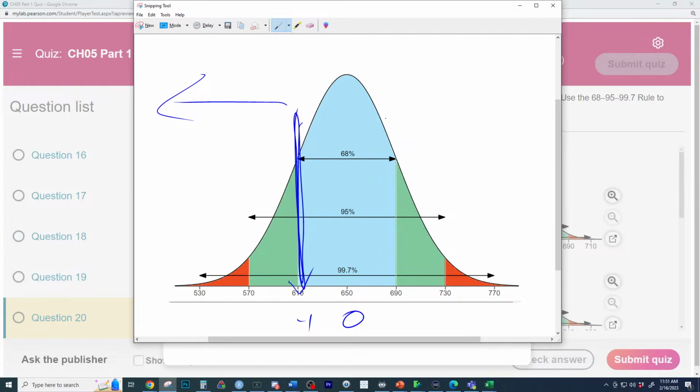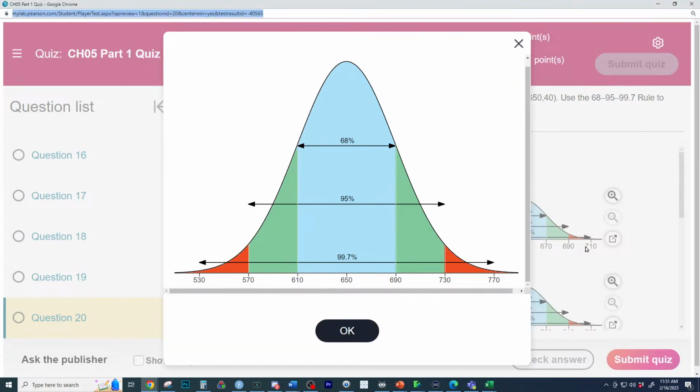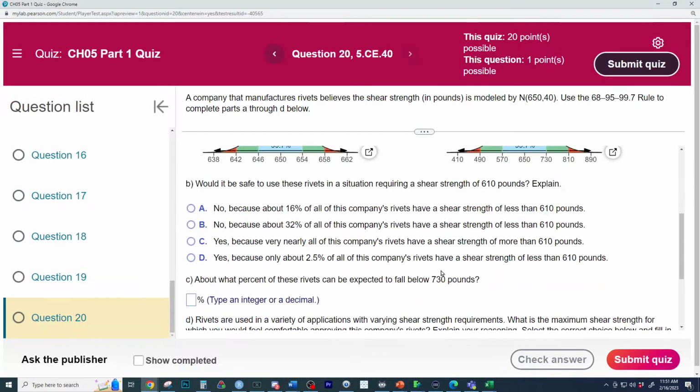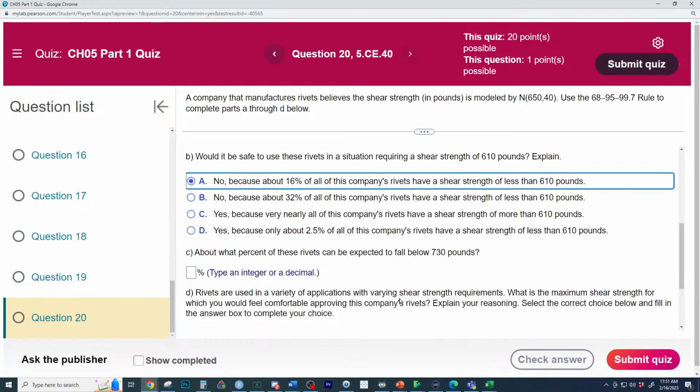16%. And what we're doing right here, if 68 is in the middle, 100 minus 68 is equal to 32, and then 16% is the outside portions. So below there is 16%. Very clearly, that's going to be a bit of a problem. So no, because about 16% of the rivets are going to be less than that.